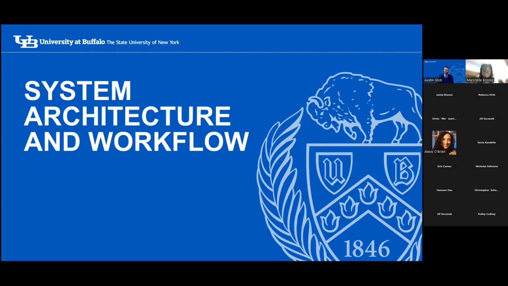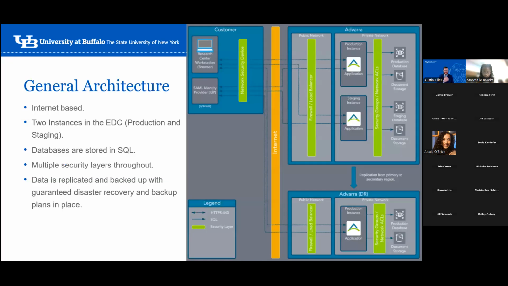So then I'll briefly talk here about the system architecture and some of the workflows within it. So this is kind of a crazy thing that is shown here. Most people won't be interested in it, but this is what the general architecture of this platform looks like. It's internet based. There's two instances in the EDC, a production and a staging instance. Staging is basically our test instance, so we can create participants, we can test things in there, and that works well. Database is stored in SQL or SQL.